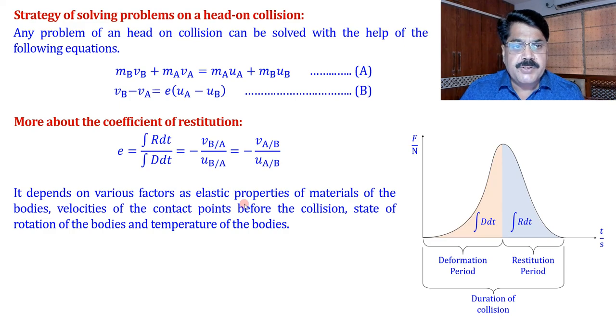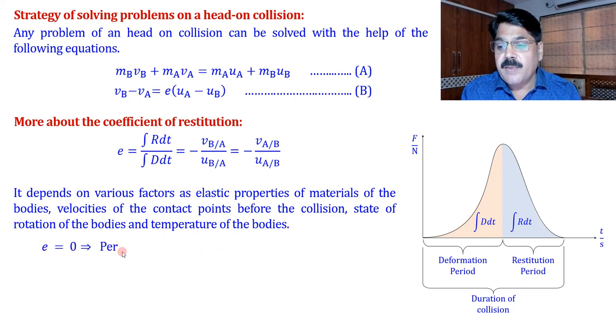Because velocities of the contact point before collision will determine the amount of maximum deformation. So if the amount of maximum deformation is within the elastic limit, E will be 1. If it is beyond the elastic limit, E will be less than 1. So E will depend also on the velocity of the contact point before collision, and similarly on temperature, because temperature governs the elastic properties. A very well-known fact: E is equal to 0.